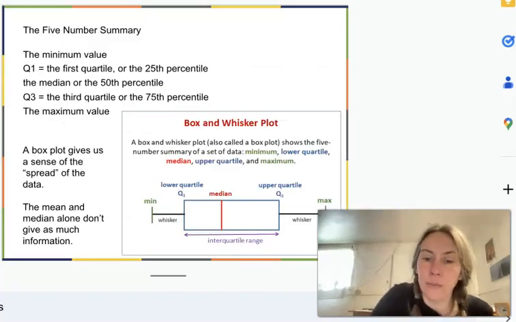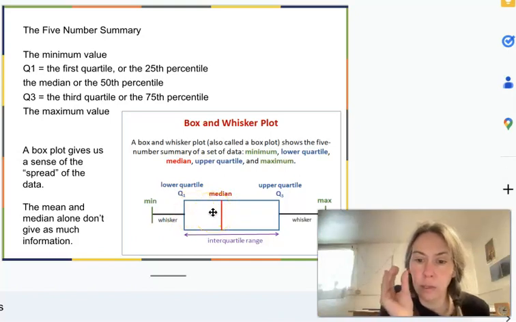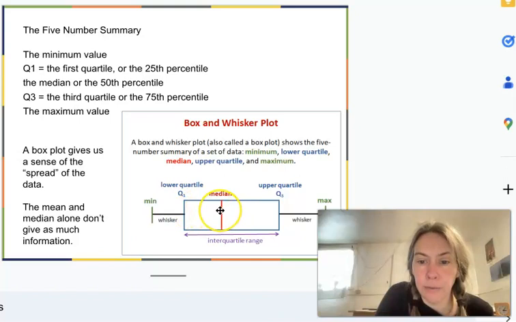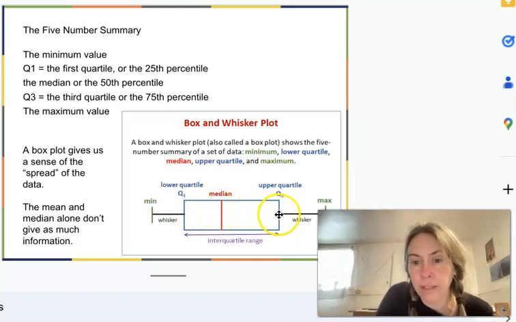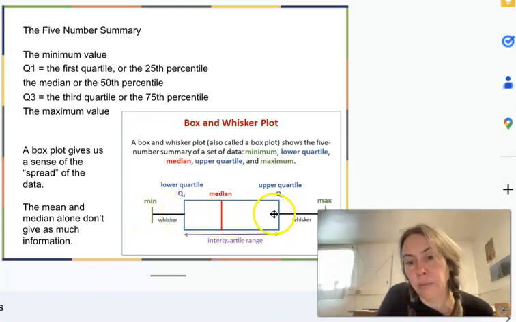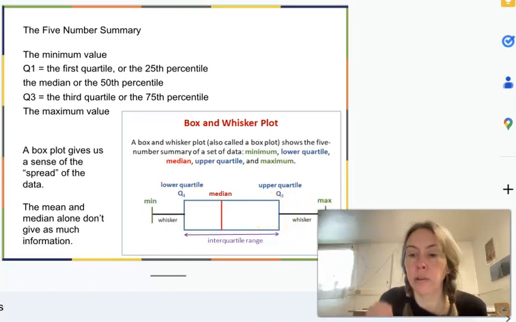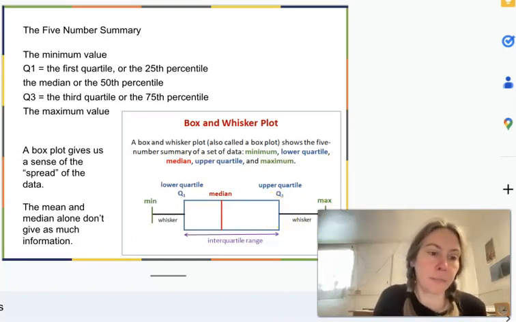So again, if we have a narrow box right here, there's still 25% of the data there. It's just in a narrower region, so they're closely bunched together. And if we have a long box here, it means the data is more spread out. But it's still 25% of your data in each quartile. So 25% of people are here, 25% here, 25% here, and 25% here. We're just looking at the spread of the data.